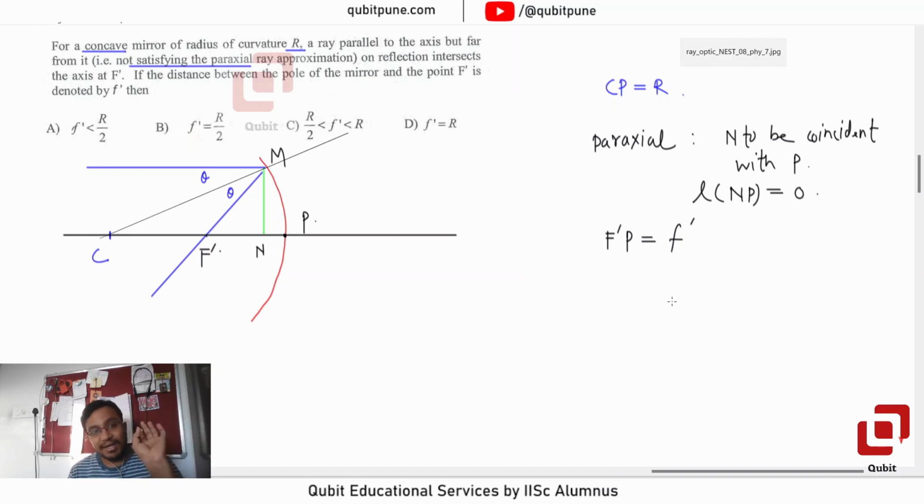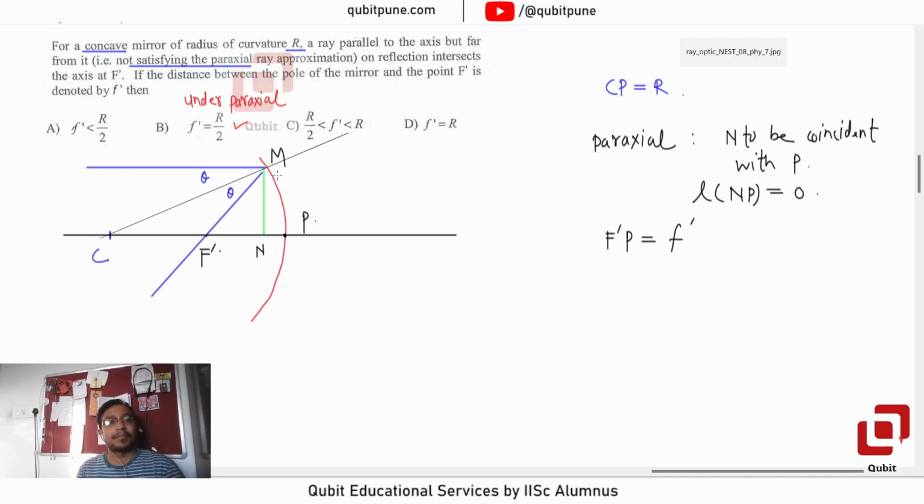And we now have to decide whether f dash is less than r by 2, equal to r by 2 and all that. Look, normally we would select option B, under paraxial approximation. But we can't select option B now because we cannot consider n to be coincident with P. So how to deal with it? This is now a pure geometry problem.